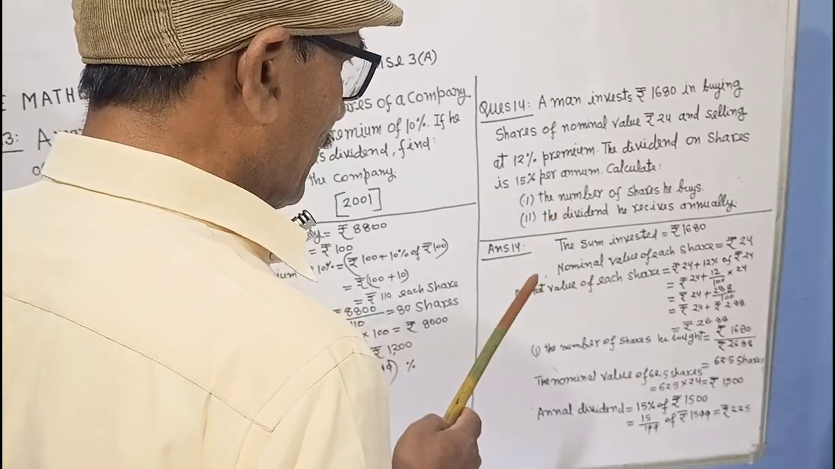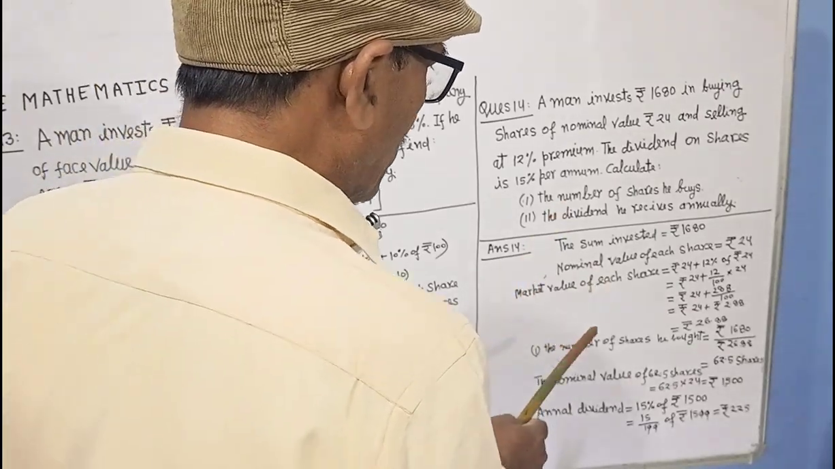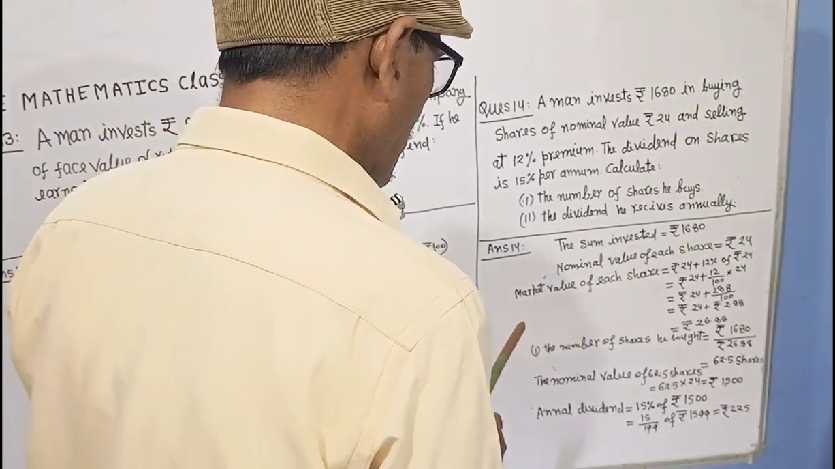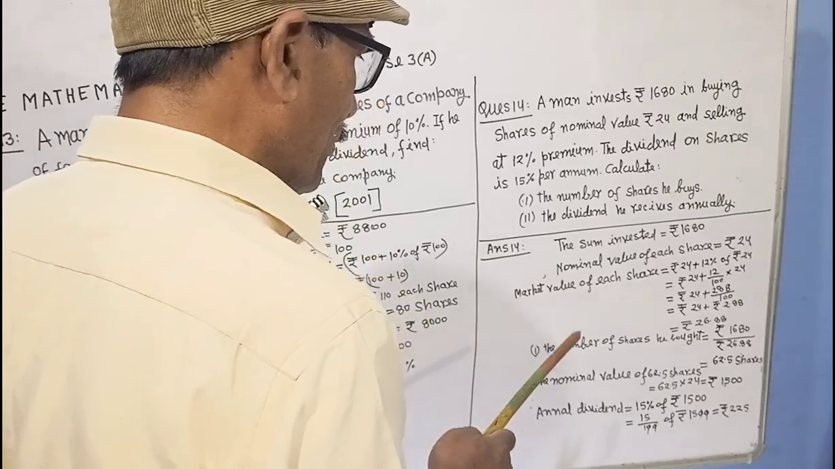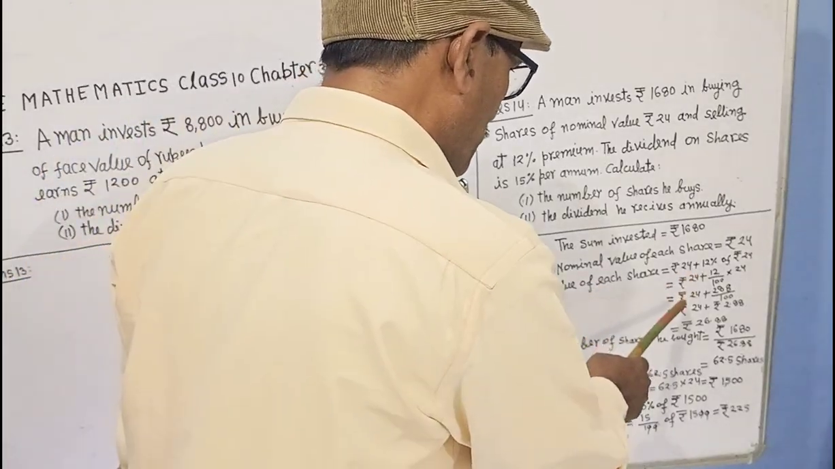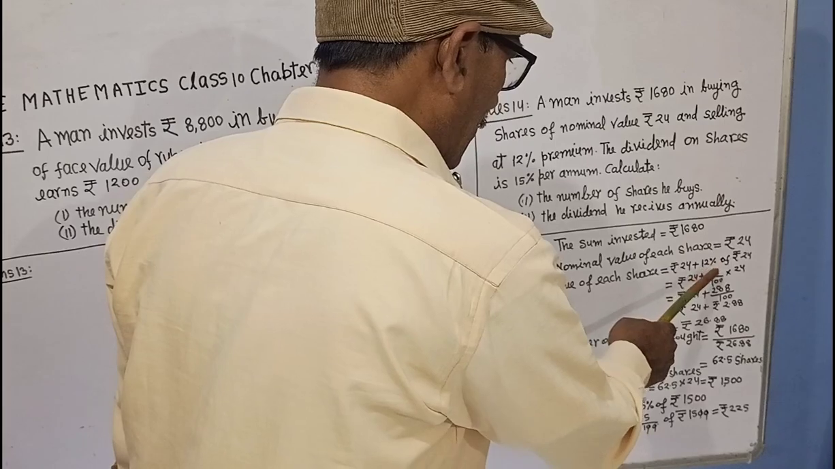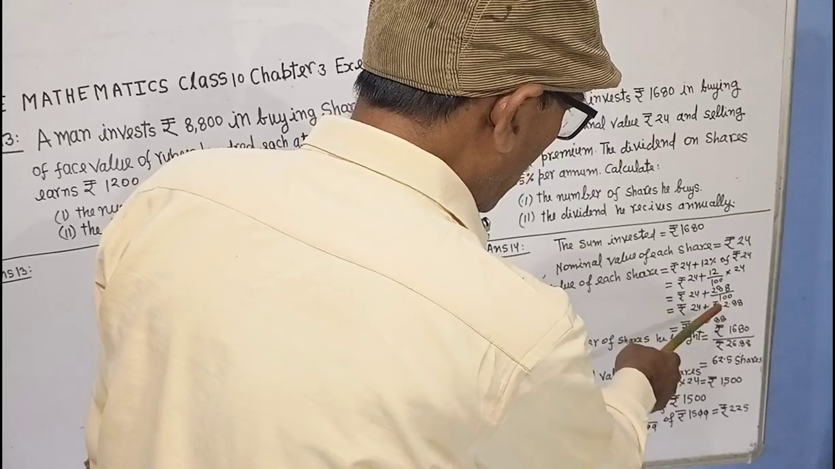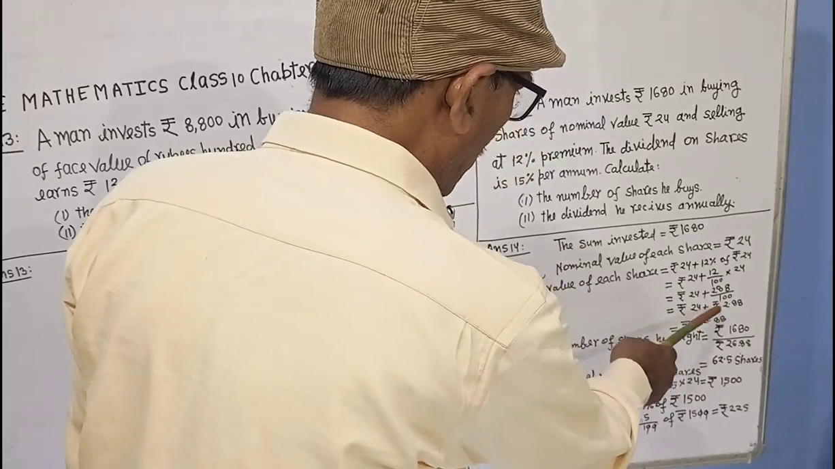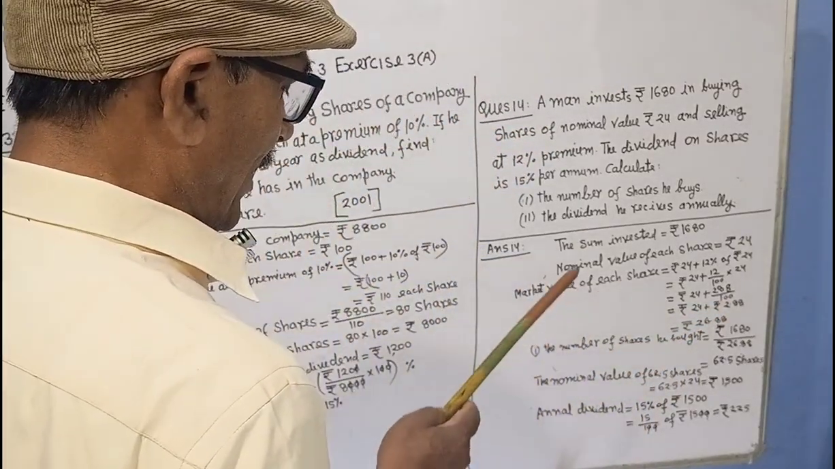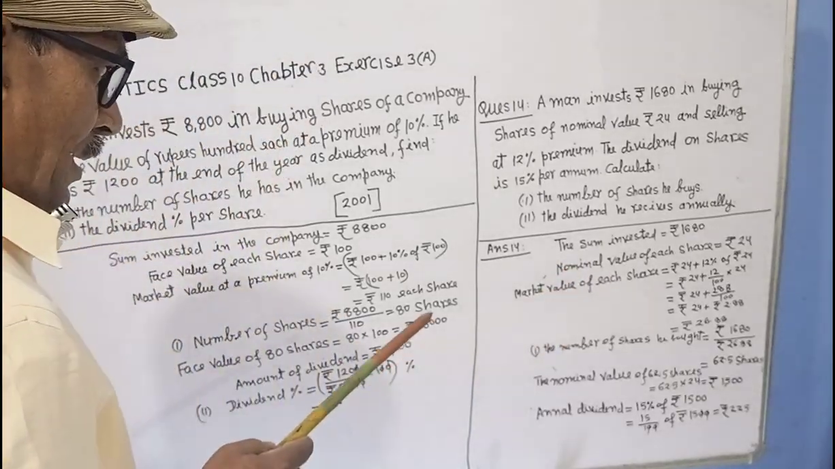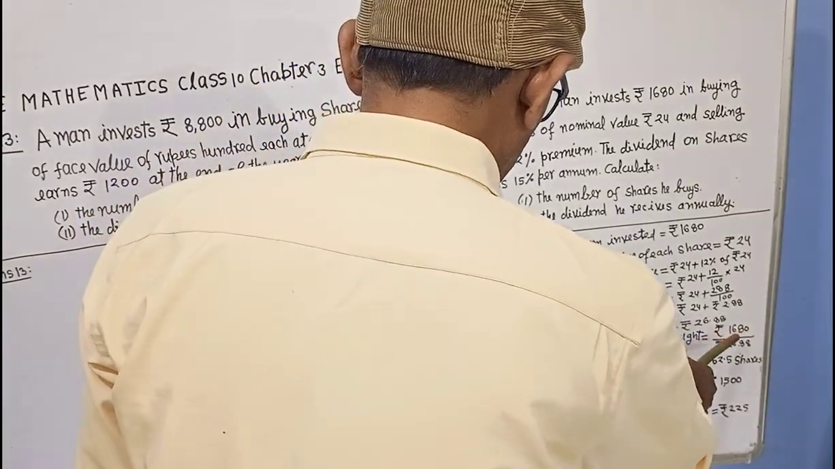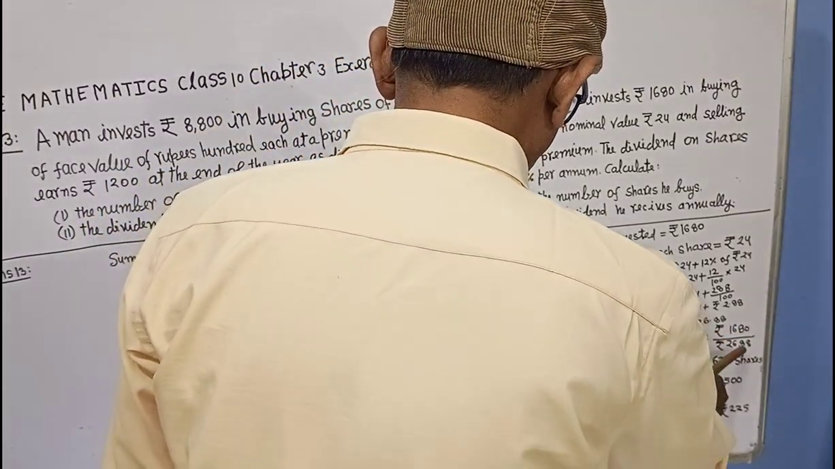Answer 14. The sum invested is equal to rupees 1,680. Nominal value of each share is rupees 24. Market value of each share is equal to rupees 24 plus 12% of 24, which is equal to 24 plus 12 by 100 into 24, equal to 24 plus 288 by 100, equal to 24 plus 2.88, equal to 26.88 rupees. The number of shares he bought is equal to rupees 1,680 by rupees 26.88, equal to 62.5 shares.